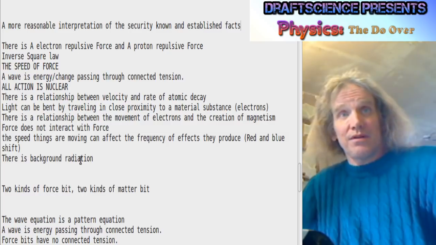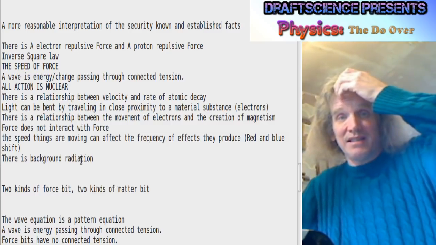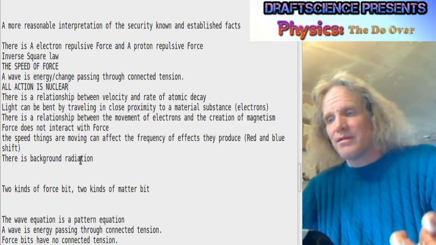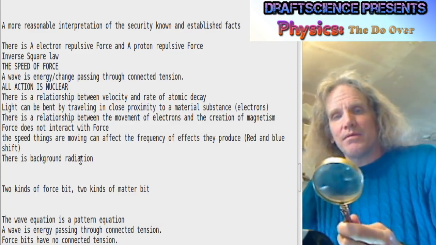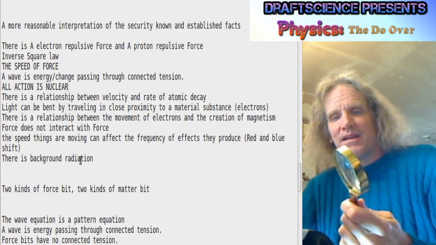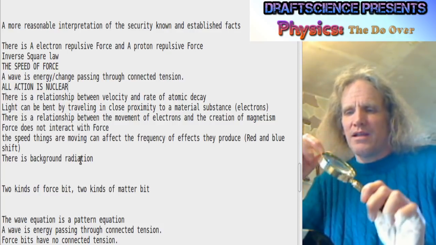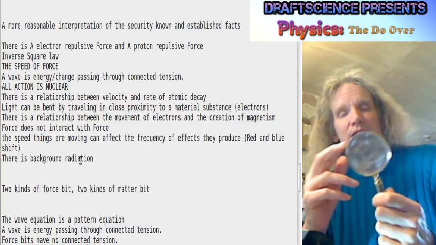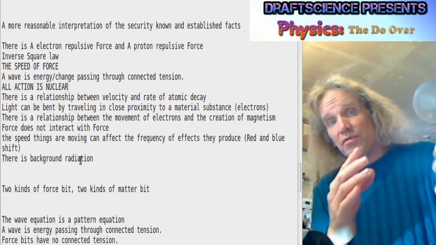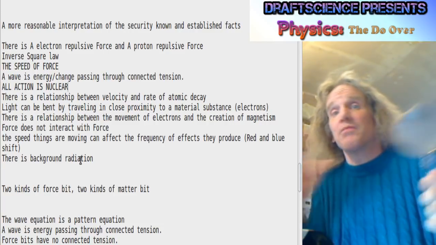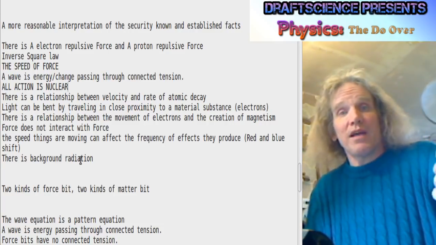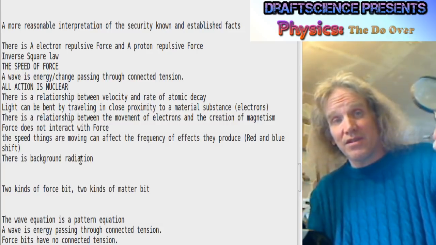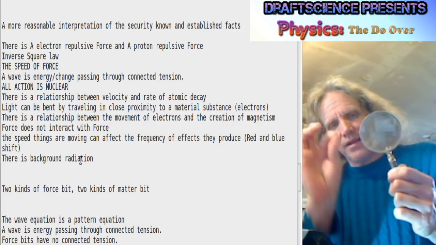Alright, all action is nuclear. Now, this isn't something they say, but I think most physicists would agree that when something happens, it happens on the subatomic level. That's where it's really happening. Every little electron and every proton inside of this, when I move it, every single one of them has to be communicated with and told to move. It doesn't just move because something says move. There has to be an actual physics, a physical connection between the electrons and the protons.